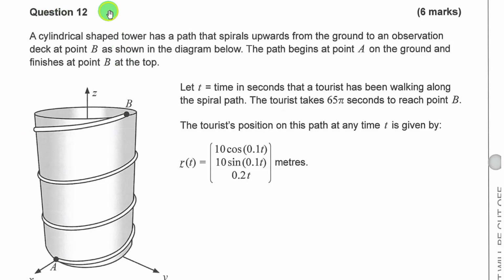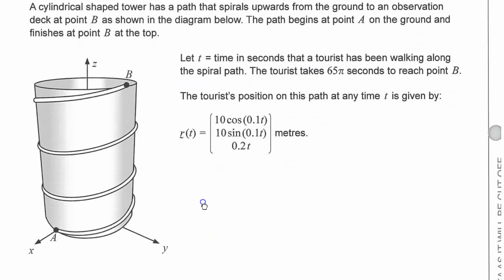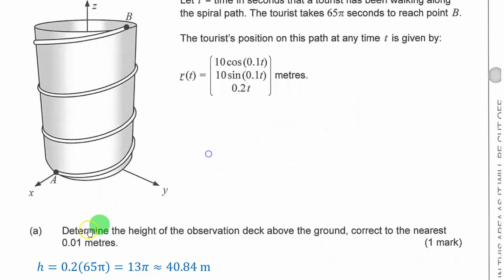So question 12, a bit of vector work coming up. We've got a story going on here, and there's some particle moving with this position vector here. The torus takes 65 pi seconds to reach the top, point B up here. So let's see the first question. It's determine the height of the observation deck above the ground correct to the nearest 0.01 meters.